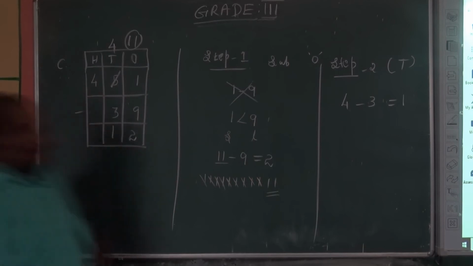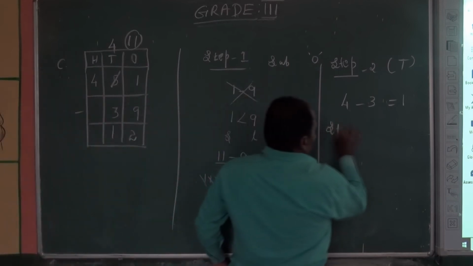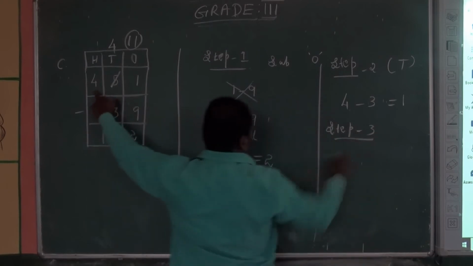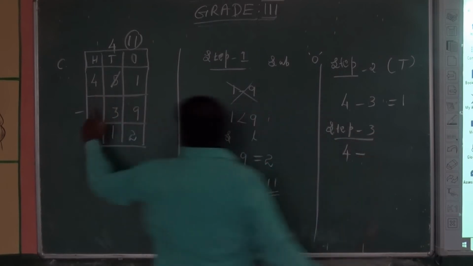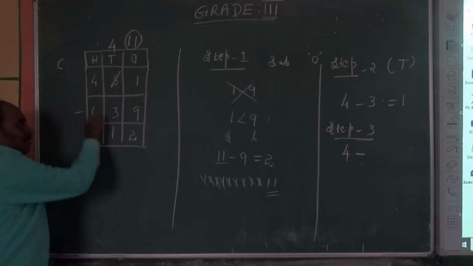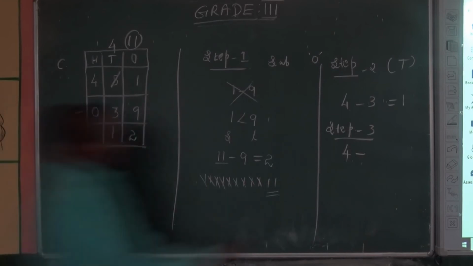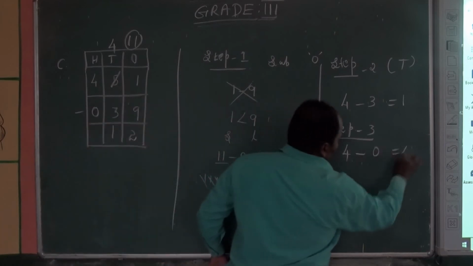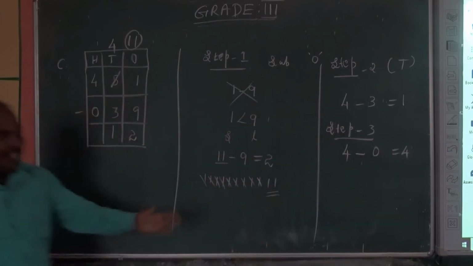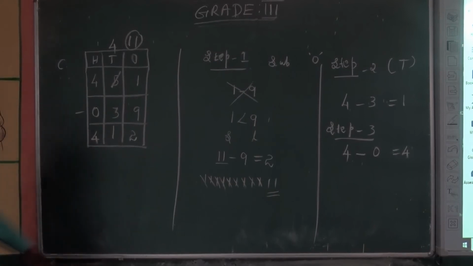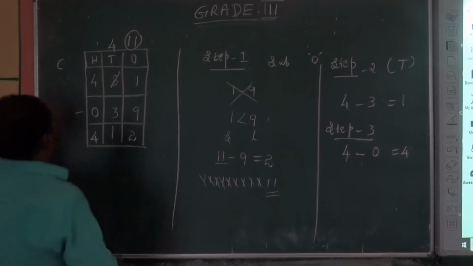Next hundreds place. Step 3. Our hundreds place value is 4 hundreds minus nothing. Minus nothing means 0. 4 minus 0 is equal to 4. The 4 write in hundreds place. So our difference is 412. The next one, D part.